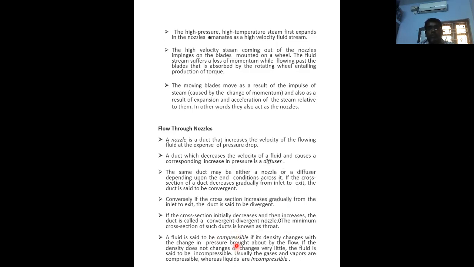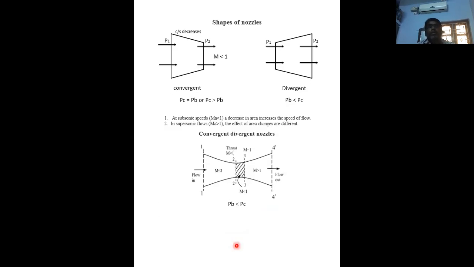So the figure shows the shapes of the nozzle. The first one is a convergent nozzle, another one is a divergent nozzle, and the third one is a convergent-divergent nozzle. The figure shows the inlet diameter, from the pipe, and the outlet diameter.